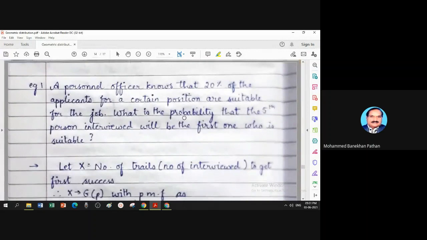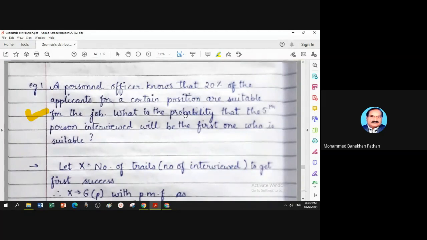Now we take an example based on the geometric random variable. A personnel officer knows that 20% of the applicants for a certain position are suitable for the job. What is the probability that the fifth person interviewed will be the first one who is suitable? Now such a type of question may come in an MCQ, and they will ask you to select the proper option for the probability.